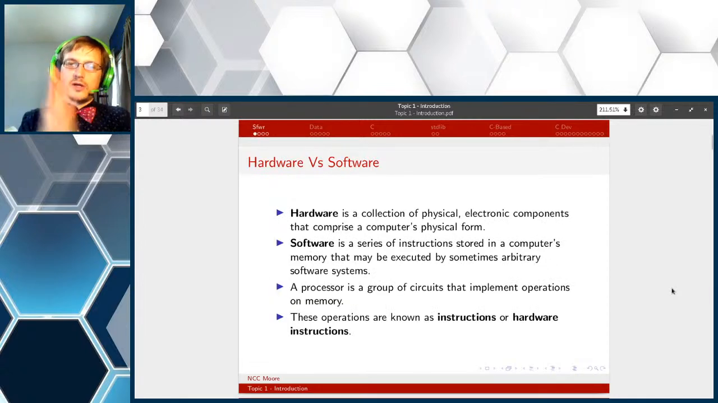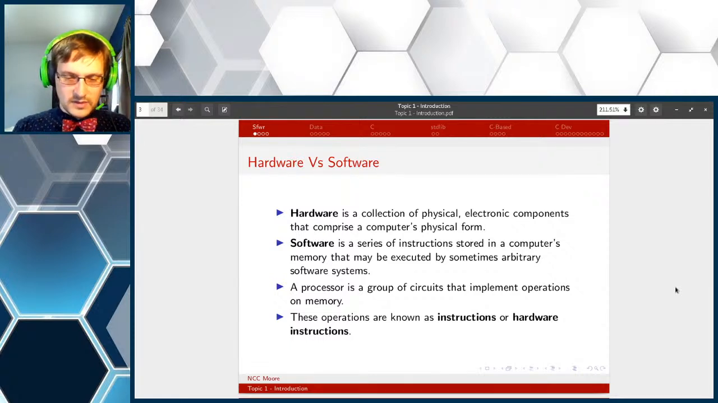So, hardware versus software. This will be a nice baseline to start with. Hardware is a collection of physical, electrical components that comprise a computer's physical form. Software is a series of instructions stored in a computer's memory that may be executed by sometimes arbitrary software systems. A processor is a group of circuits that implement operations on memory. These operations are known as instructions or hardware instructions.